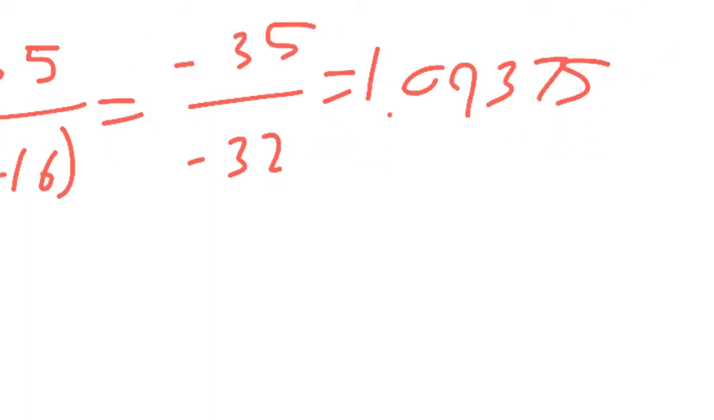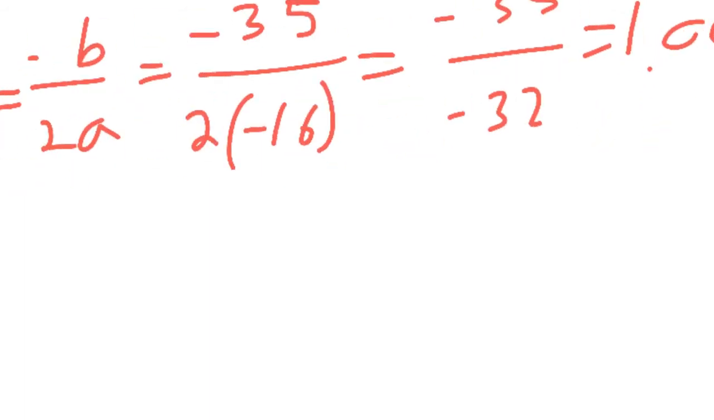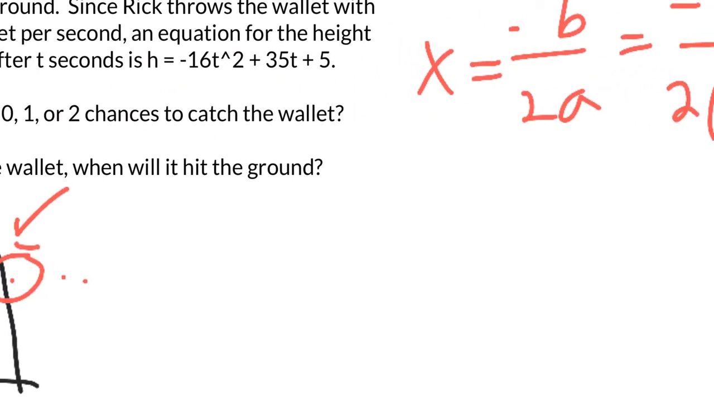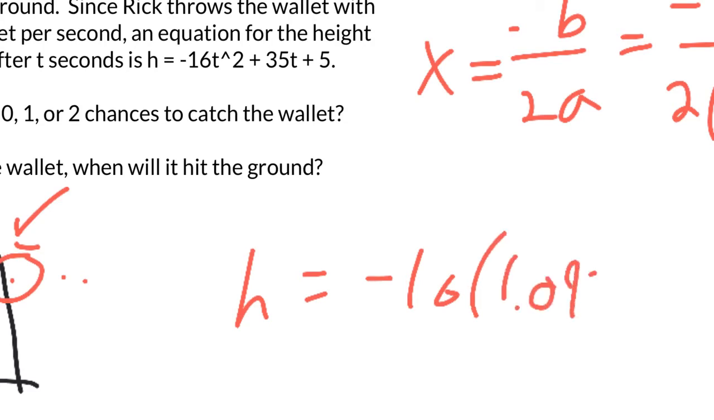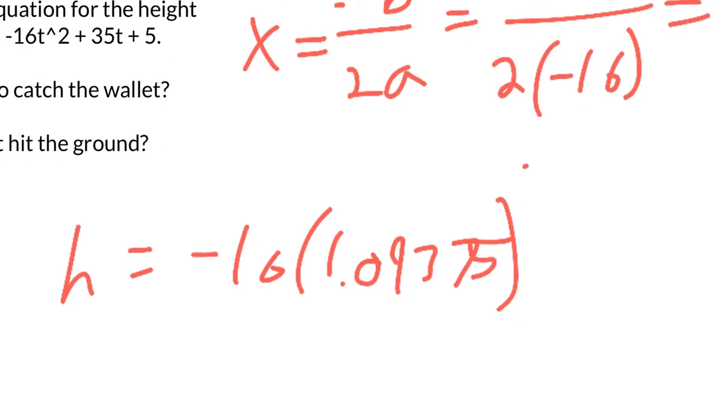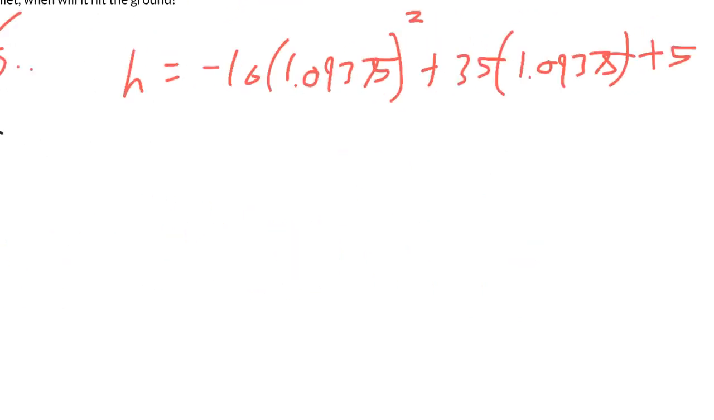So as a decimal, 1.09375. That's the x-coordinate for the vertex. That doesn't represent the maximum height. What you've got to do is plug in 1.09375 in for t, and then solve for the height. And so, yeah, just plugged in the x location of the vertex into the function.